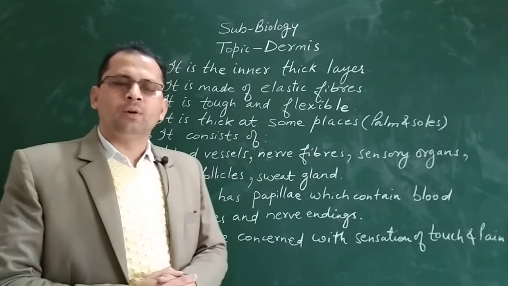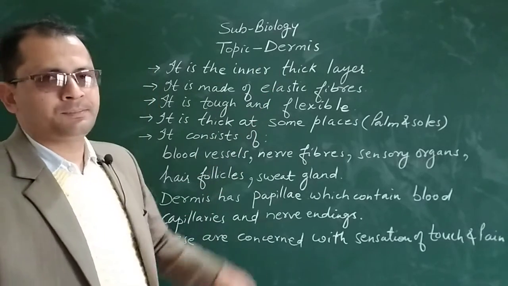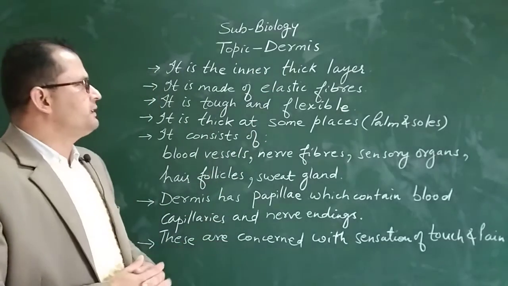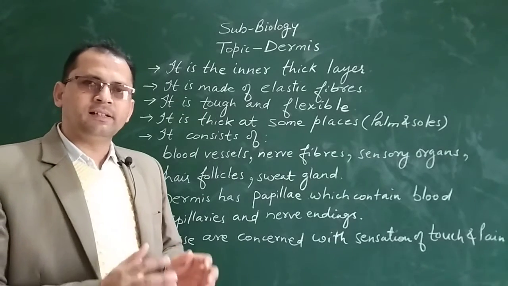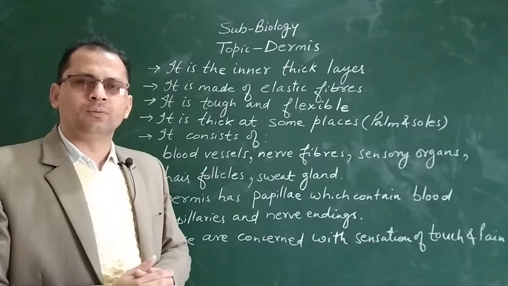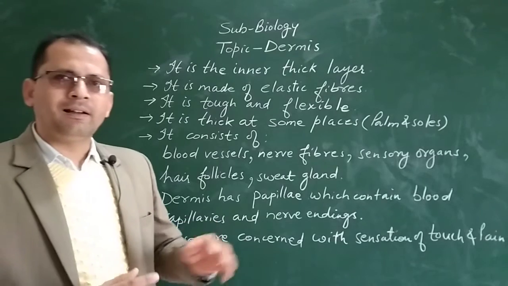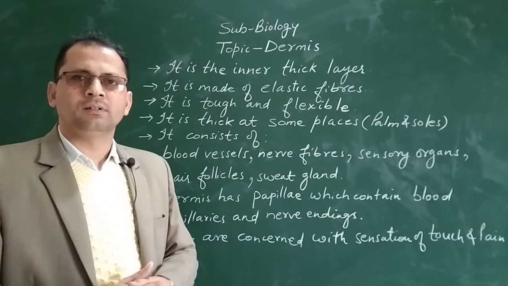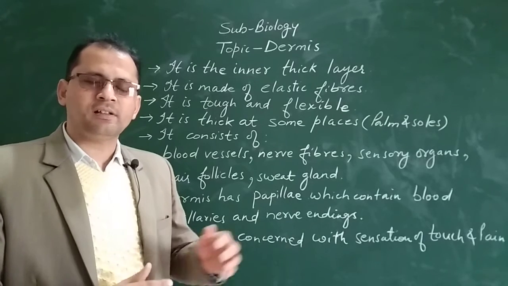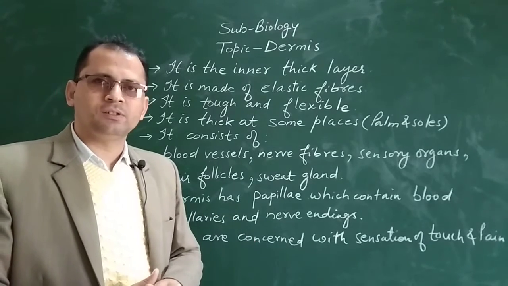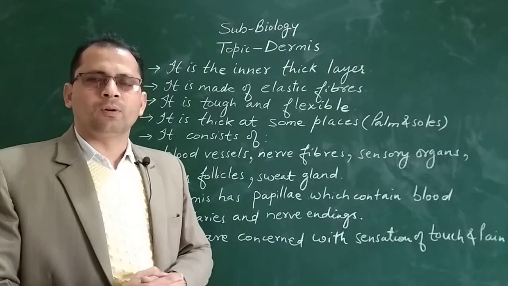Now today we are going to discuss the second component of skin, that is the dermis. You can see this dermis, it is the inner thick layer of connective tissue which is made up of elastic fibers. This dermis lies next to the epidermis, which has three layers. The last layer is the Malpighian layer. Just after the Malpighian layer, there is the dermis, and this dermis is a thick layer.